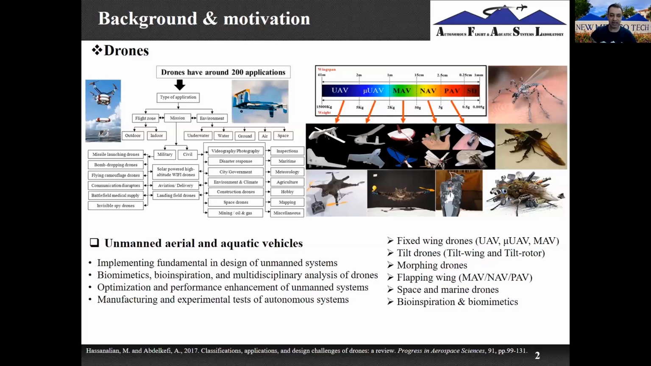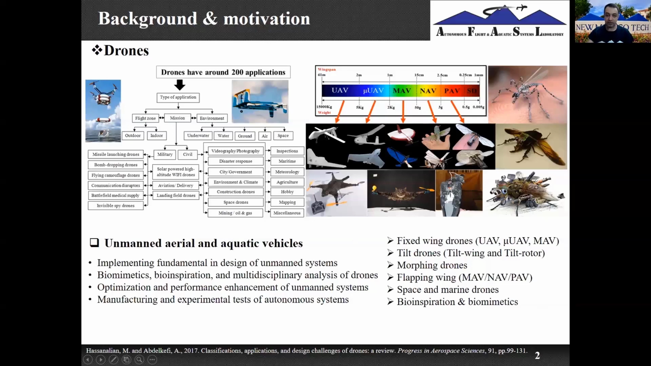The classification can be made based on the flight zone, indoor or outer space, based on the mission, whether it's a military, civil, or emergency application, or based on the environment they are flying in. In the future, I'll discuss the opportunities that we can have with the implementation of drones in our daily life, and how we can use drones for different types of applications or missions. This is the main topic area that we are working on at the mechanical engineering department at New Mexico Tech.